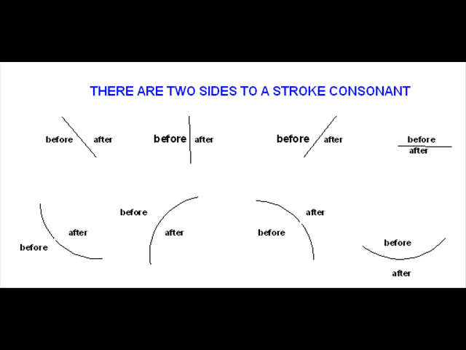There are 2 sides to a stroke consonant, before and after. For down strokes, before side, after side. For perpendicular strokes, left hand side is before, right hand side is after. Similarly, you see the table and observe which side is before and which side is after, even for straight lines or curved strokes.